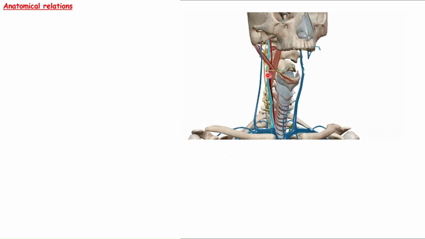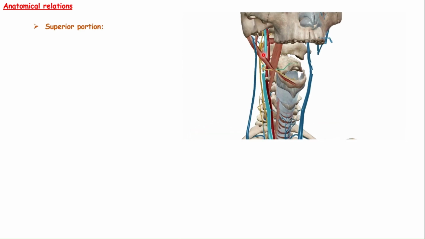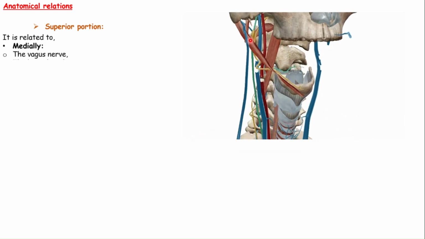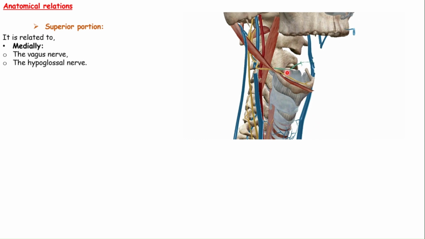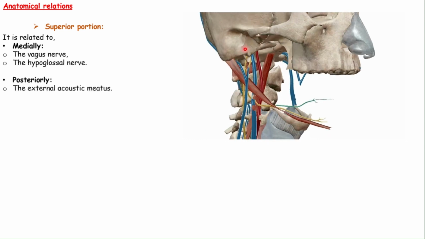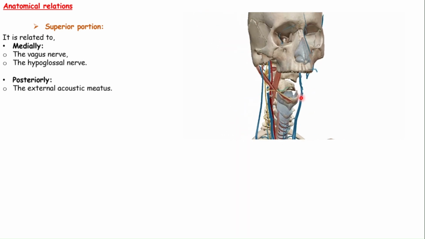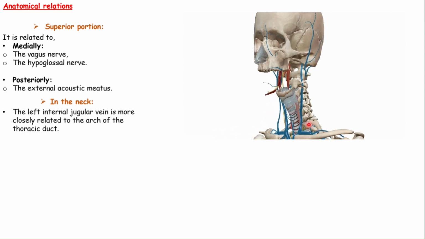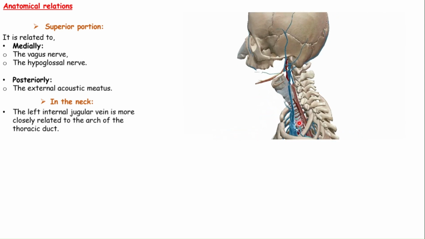The anatomical relations of the internal jugular vein are: at its superior portion, medially, it is related to the vagus nerve and the hypoglossal nerve, and it is located posterior to the external acoustic meatus. In the neck, the left internal jugular vein is more closely related to the arch of the thoracic duct.